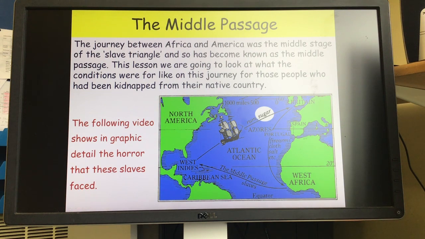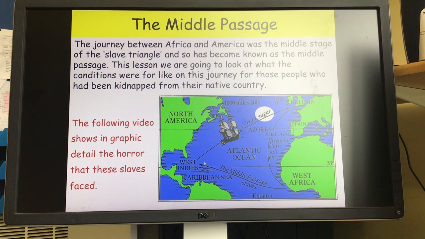And what I'd like us to do is just take a look at what conditions were like for the slaves after their kidnapping from the native country, because the conditions here are horrific, and they're not good at all. So like I said, not many do actually end up surviving and getting across for auction. Some actually do, unfortunately, die on the way.